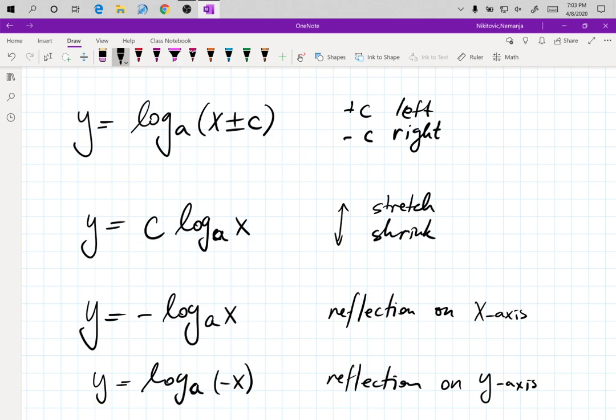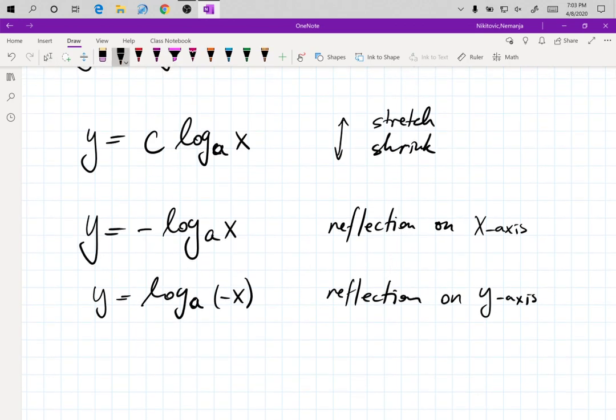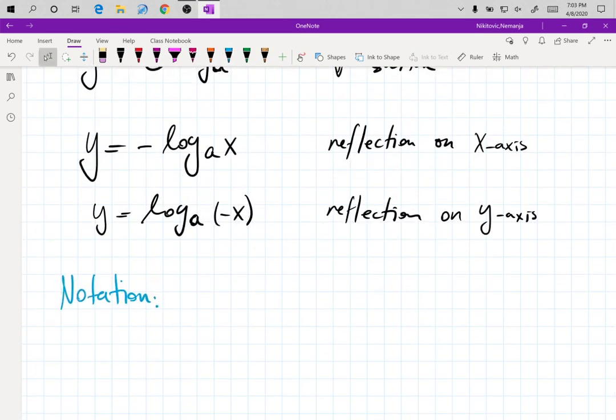Now, again, I'm just going to stress one more time the notation. Log base a of b, this over here is called the argument of the log. Argument of the log. So when I mention the argument, you know exactly what I mean. It's whatever follows the ln, or log, or whatever else.